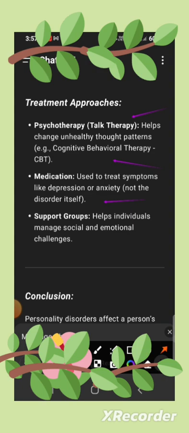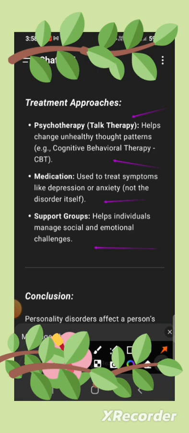Example, paranoia, etc. Support groups and lifestyle changes. Group therapy and support networks help individuals learn coping strategies. Practicing mindfulness, stress management, and self-care improves emotional regulation.